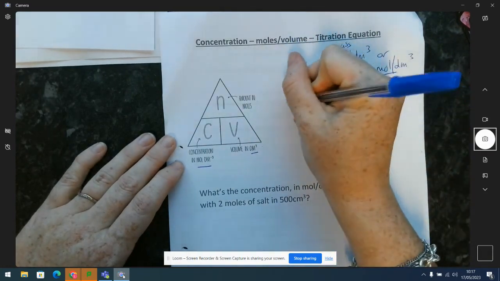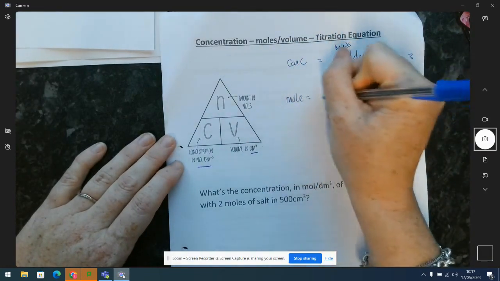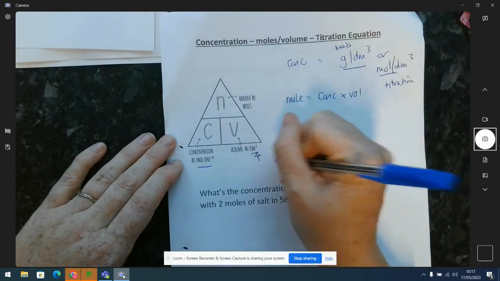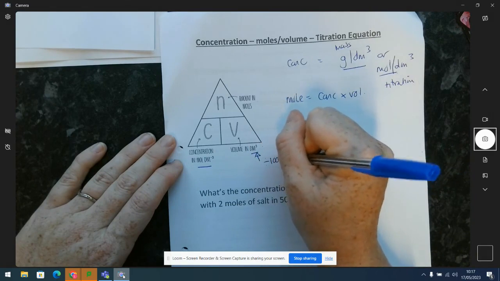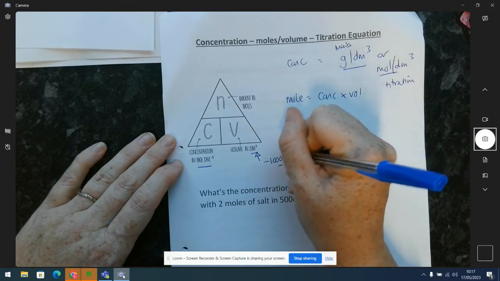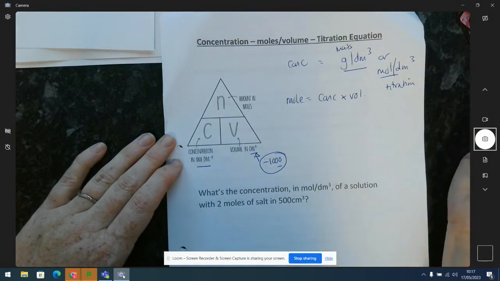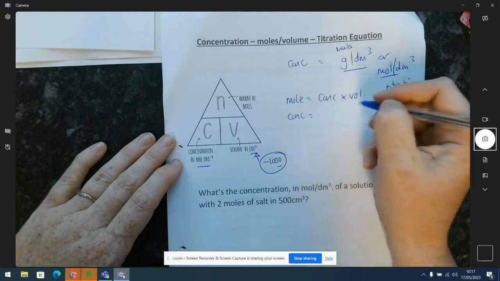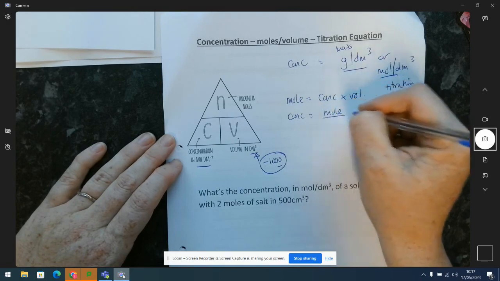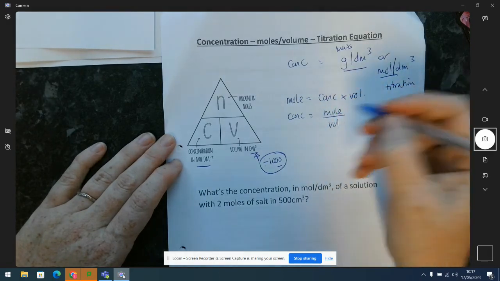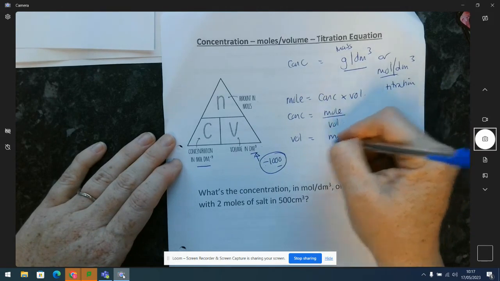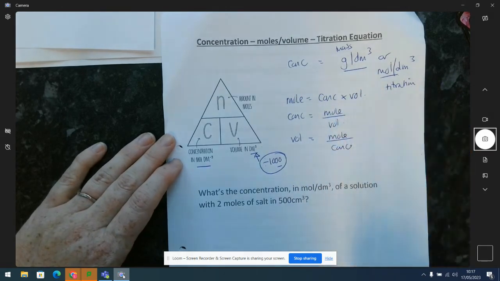So if I'm asked to work out moles, that is going to be concentration times my volume. But I've got to make sure my volume is in decimeters cubed. So sometimes you have to divide it by 1,000, as you've seen before. That's often what comes up. If I'm being asked to calculate concentration, then that would be moles divided by volume in decimeters cubed. And if I'm being asked to work out the volume, then that would be moles divided by concentration.